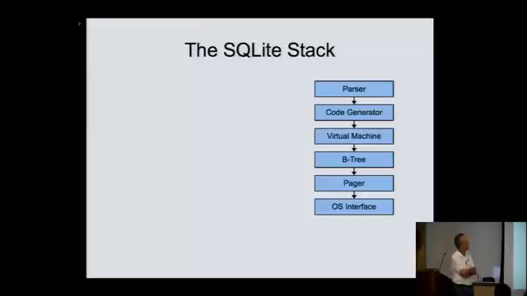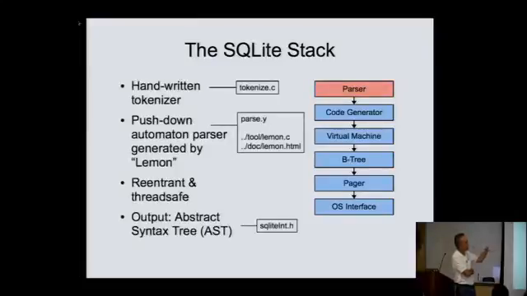This is the stack of SQLite. There's a parser, a code generator, virtual machine, B-tree layer, pager, and an OS interface. I'm going to talk about each of these in turn. At the top, there's a parser. It's a standard kind of parser. The tokenizer is written by hand. It's only a couple hundred lines of code.